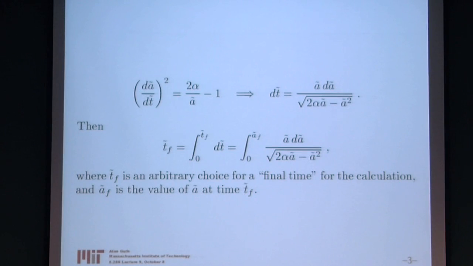So the left-hand side is integrated from 0 to time t tilde sub f. The right-hand side has to be integrated over the corresponding time interval. And we would like to define a tilde and the origin of time so that a tilde equals 0 at time 0, the same convention we used for the other case, the standard convention in cosmology. t equals 0 is the instant of the Big Bang. And the instant of the Big Bang is the time at which the scale factor vanishes.